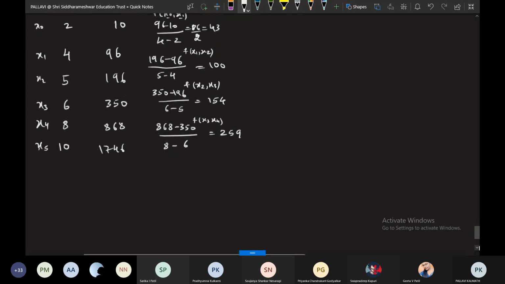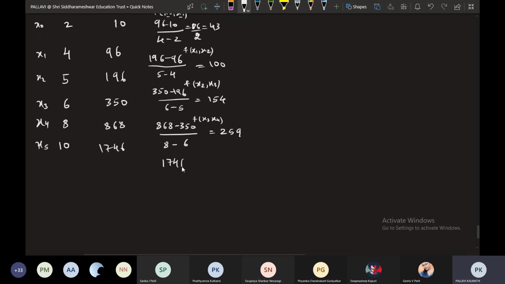Last term: 1746 minus 868, which is f of x4, x5, divided by x5 minus x4, which is 10 minus 8, that is 2. And the answer is 439. These are all the values of the first divided difference.